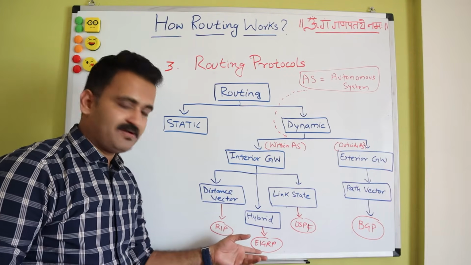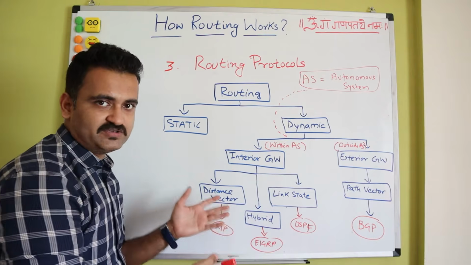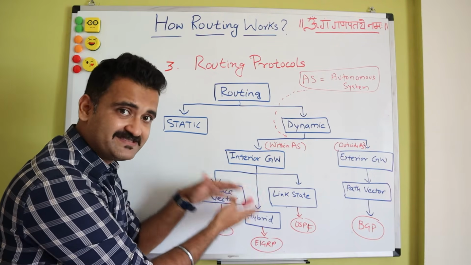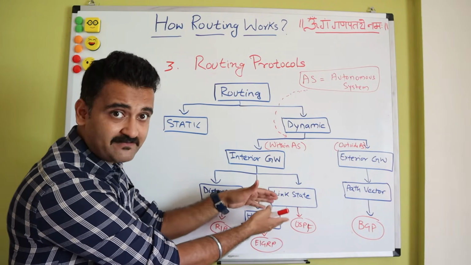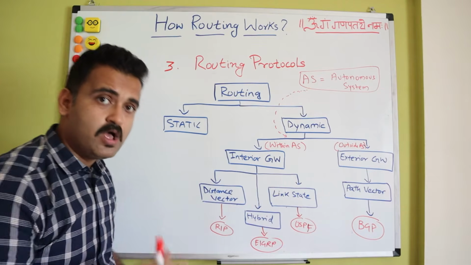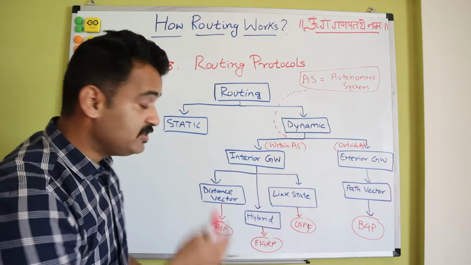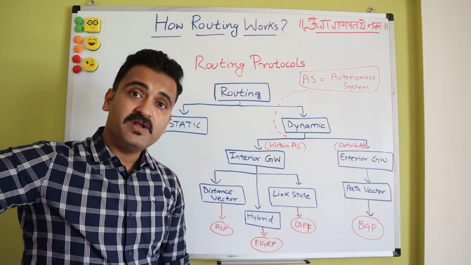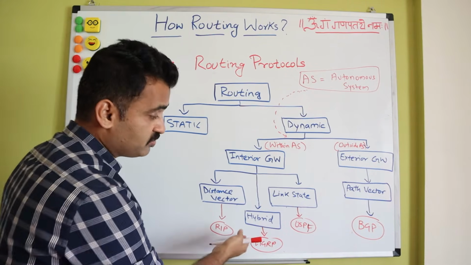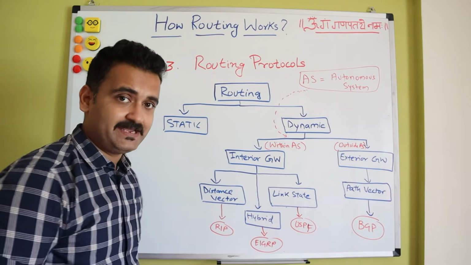Hybrid is one example wherein you mix both the worlds, the best of both the worlds. So you will have the distance as well as the link state together. You will know how many hops you need to go, and then you will also know how many routers will be used in order to reach. For that you have protocols like EIGRP.